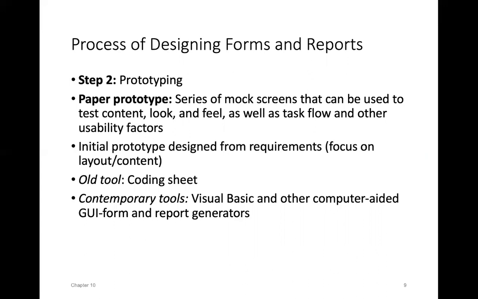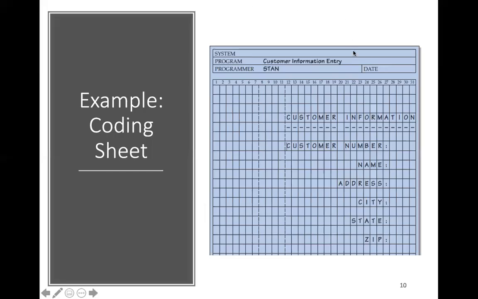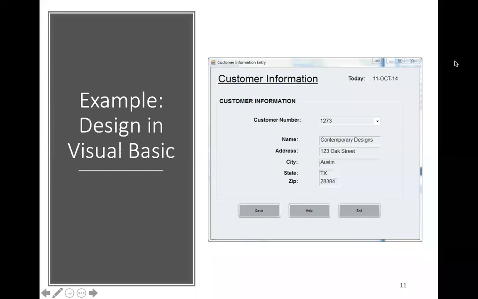You may have used an old tool. You might have used coding sheets, or maybe you're using Visual Basic or other computer-aided graphical user interface forms or otherwise. So here we can see an example of a coding sheet where we're trying to lay out our data in such a way that the users can have a clear understanding about what needs to be seen. From a VB perspective, this is what something might look like from a prototyping design perspective. So you can see more of a graphical user interface context, and people can sign off on the buttons.